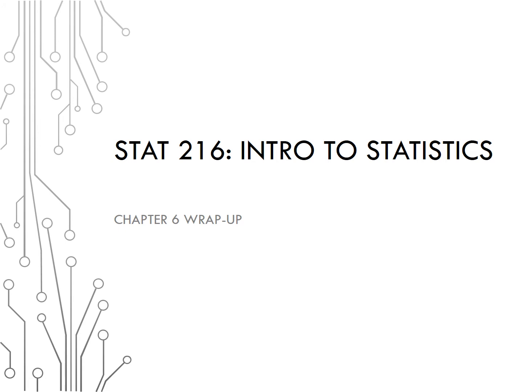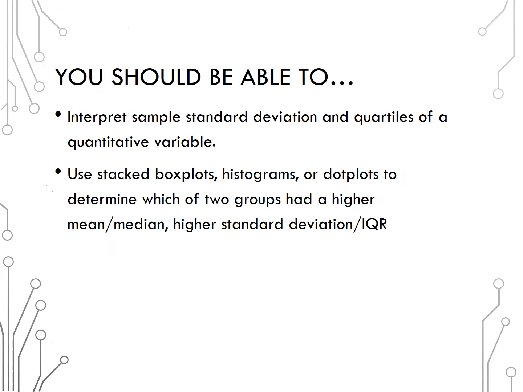Let's wrap up all of Chapter 6 at the same time. After Section 6.1, you should be able to interpret sample standard deviation and quartiles of a quantitative variable, and use stacked box plots, histograms, or dot plots to determine which of two groups had a higher mean or median, or had a higher standard deviation or IQR. You've practiced these quite a bit already, and even had an exam question on them. Review the preliminaries PowerPoint and descriptive stats worksheet under Day 1 content for more review.